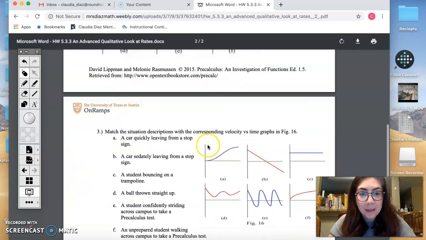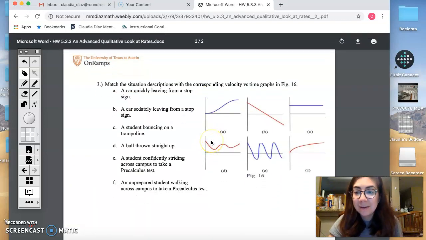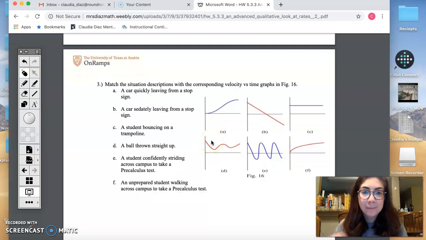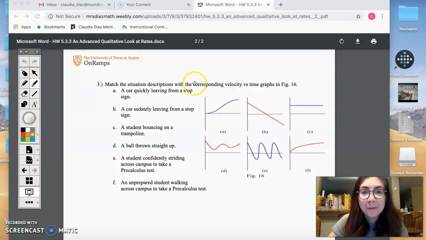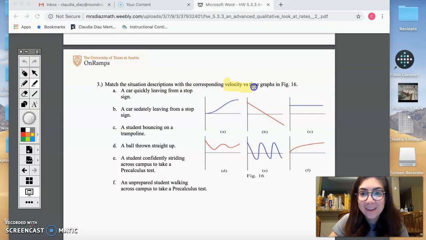Okay. Number 3. This is another matching exercise. It says match the situation descriptions with the corresponding velocity versus time graphs in figure 16. So here's figure 16. These represent velocity versus time. I'm gonna play with all these. Let me see how this works. Oh yeah. Velocity versus time. These are all velocity versus time. And let's read the descriptions, okay?